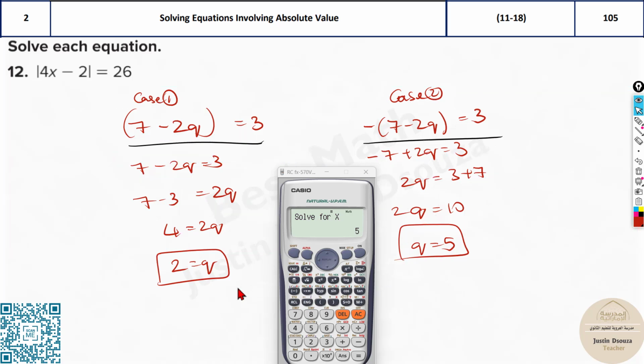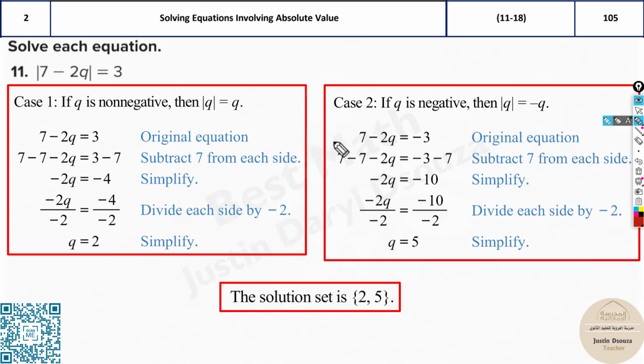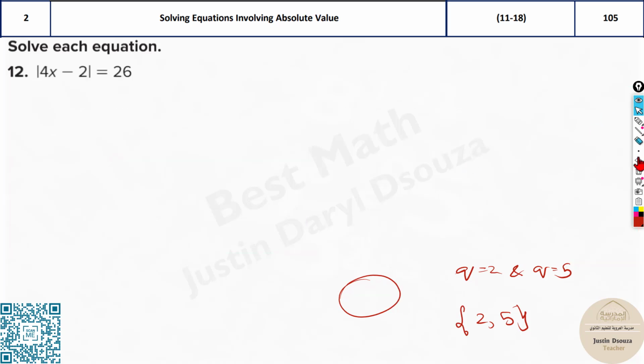Let's do another. You can see the answers are 2 and 5. Now, how will it be asked in the exam? How will the options be given? You can have the options like this: q is equal to 2 and q is equal to 5. Or generally the solution set, they write the smaller number first, 2 and 5. They'll have other wrong options as well. You need to see which is the correct answer and then choose the correct one. That's it.